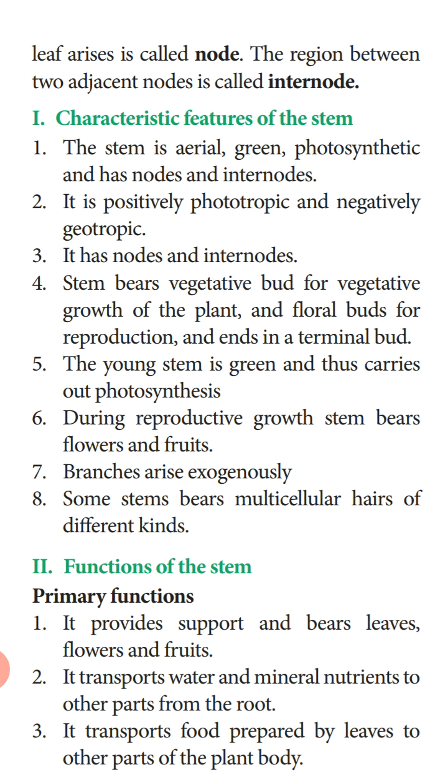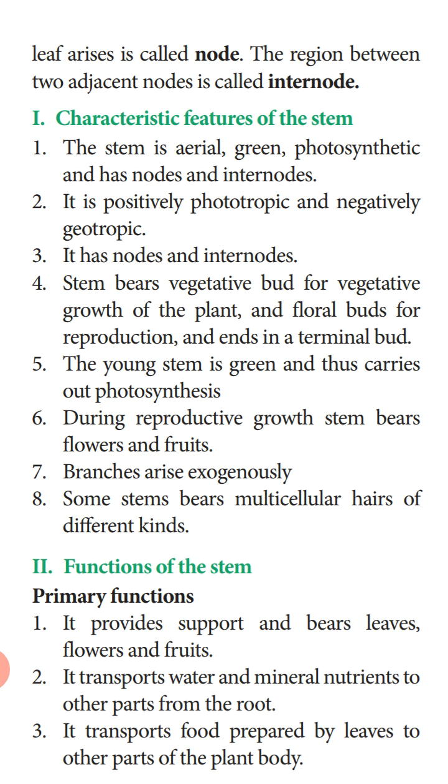And negatively geotropic because it grows against gravity. Next, it has nodes and internodes. The stem bears the vegetative bud for the vegetative growth of the plant, and floral buds for reproduction, and ends in a terminal bud.